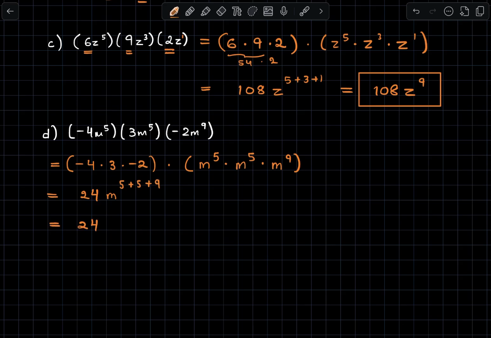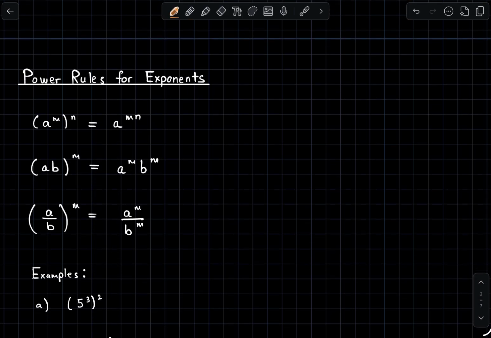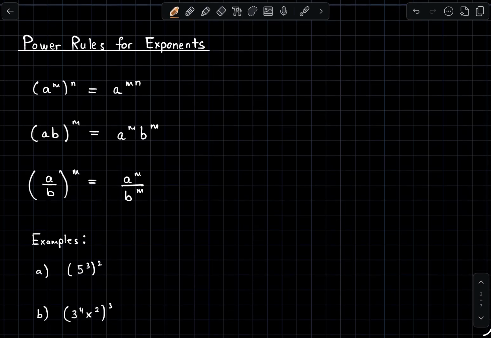And this is going to come out to 24 times m raised to the 19th power. All right. So that is our product rule. It's our first rule for exponents. The next thing we're going to look at is called a power rule.